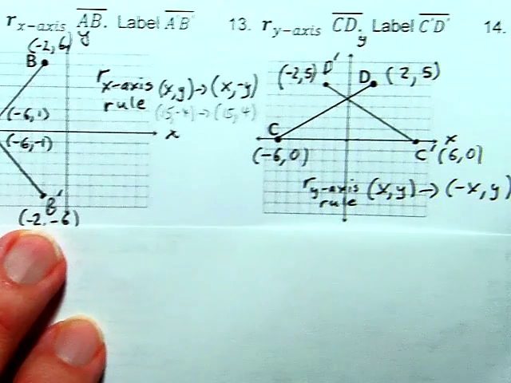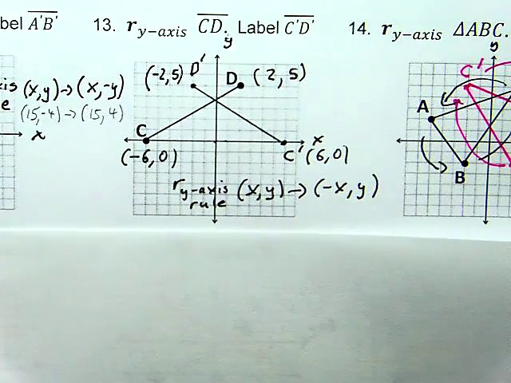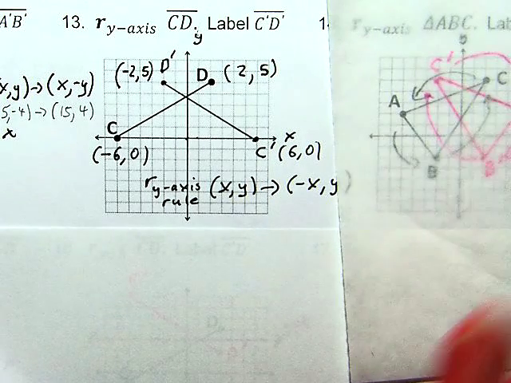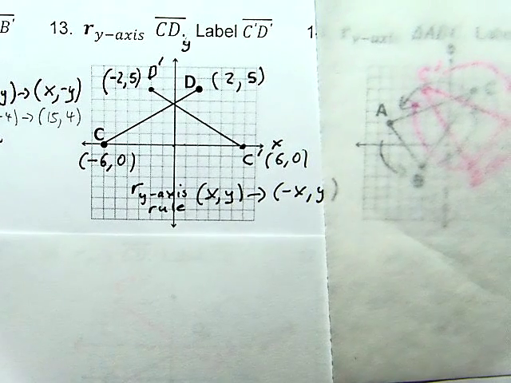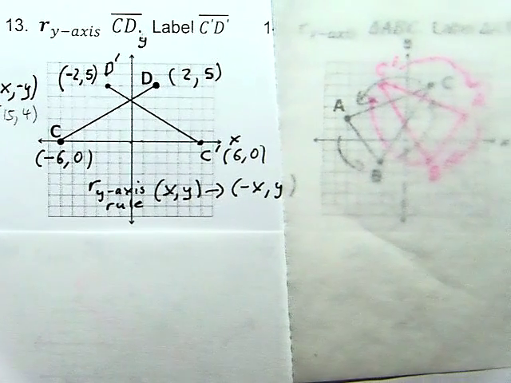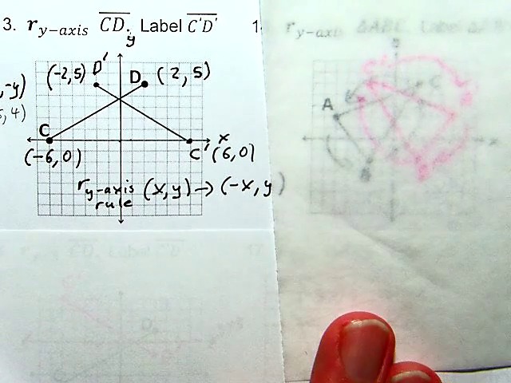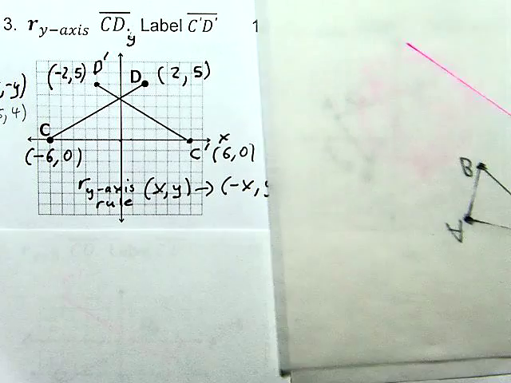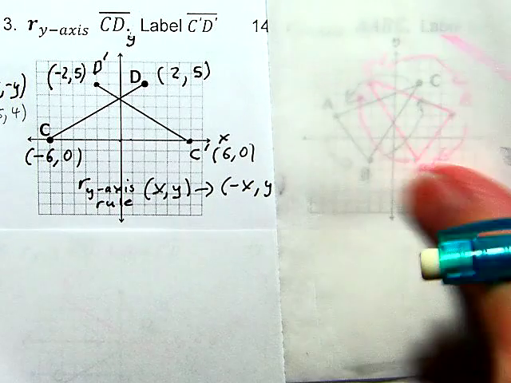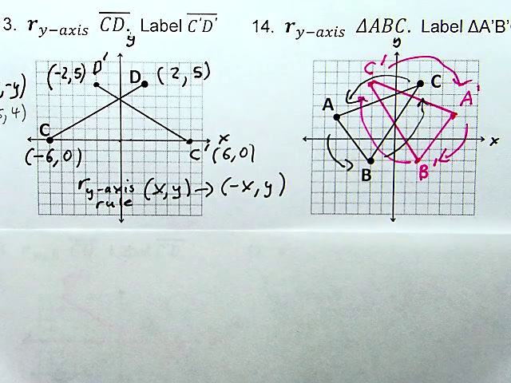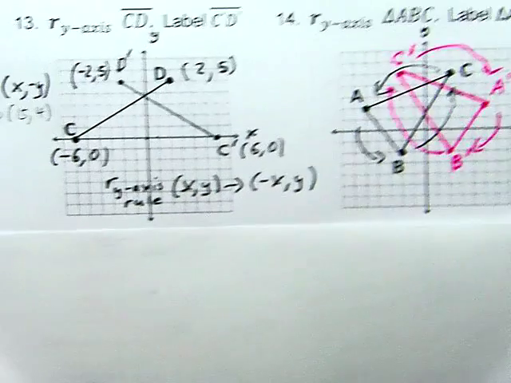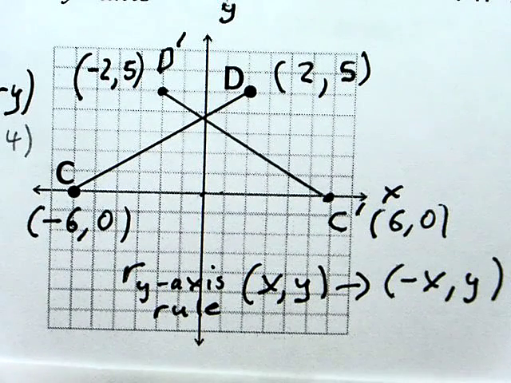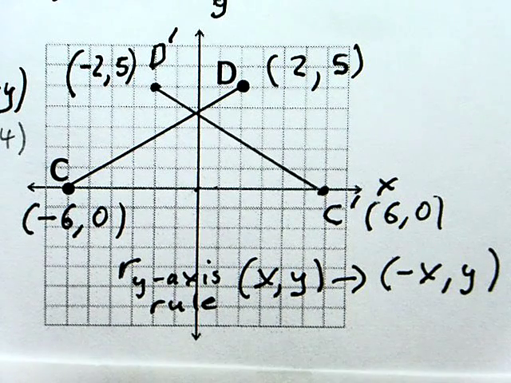Now let's take a look at problem number 13. Don't need problem 14. Let's not look over there. And this is a problem where we've reflected over the y-axis. Okay, so let's see what kind of pattern we see when we reflect over the y-axis. I went ahead and put coordinates next to C, D, C prime, and D prime.